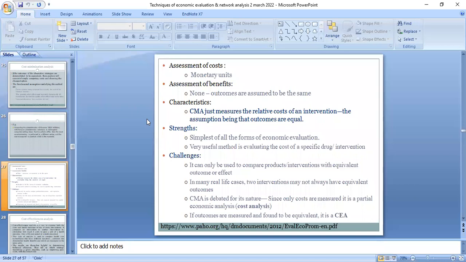Now the challenges. It can only be used to compare products or interventions with equivalent outcomes or effects. In many real-life cases, two interventions may not always have equivalent outcomes. Cost minimization analysis is debated for its nature since only costs are measured. It is a partial economic analysis, or it is a cost analysis. If outcomes are measured and found to be equivalent, it is cost effectiveness analysis.